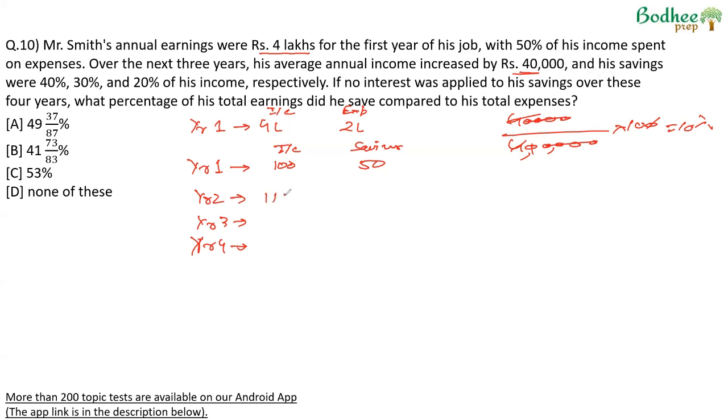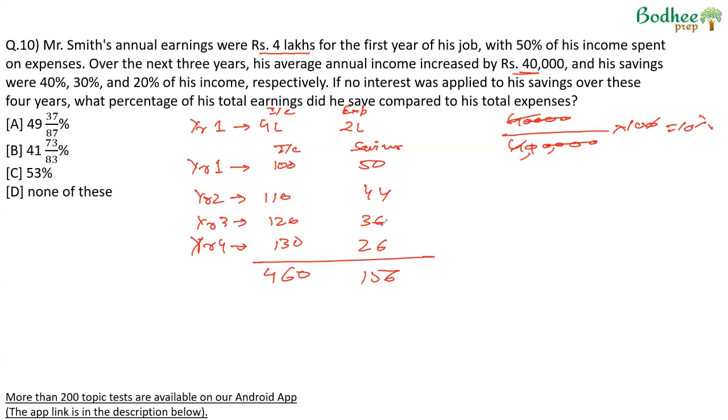So in year 2, the income will be 110, 120, 130. And savings are 40, 30, 20%. So 40% of 110 is 44. 30% of 120 is 36. 20% of 130 is 26. So the total income becomes 460 rupees, and the total saving becomes 44 plus 36 plus 26, which is 106.